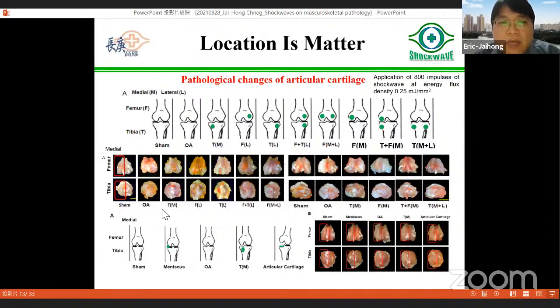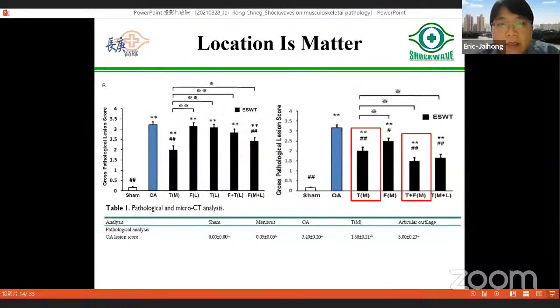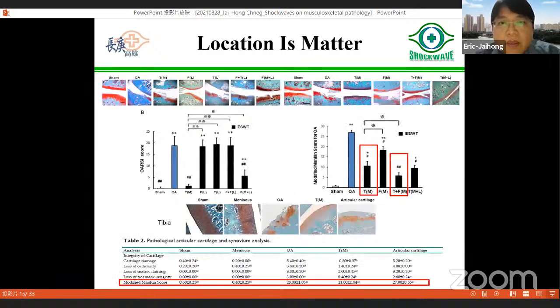And this is the macromorphological photographs. We can see the surface damage of the articular cartilage. In the gross pathological lesion score here, you can see Shockwave applied to the medial femur and tibia is better than other locations. Next, in the staining, we observe the damage of the articular cartilage. And also you can see Shockwave applied to the medial femur and tibia is better than other locations.